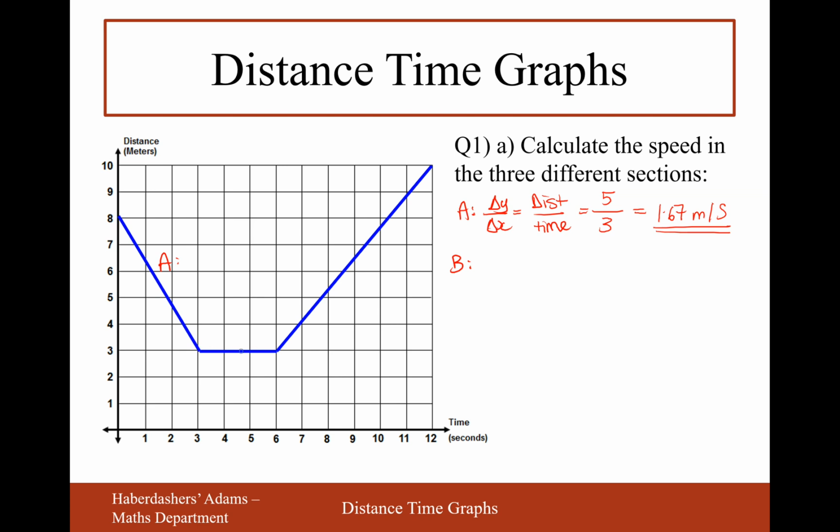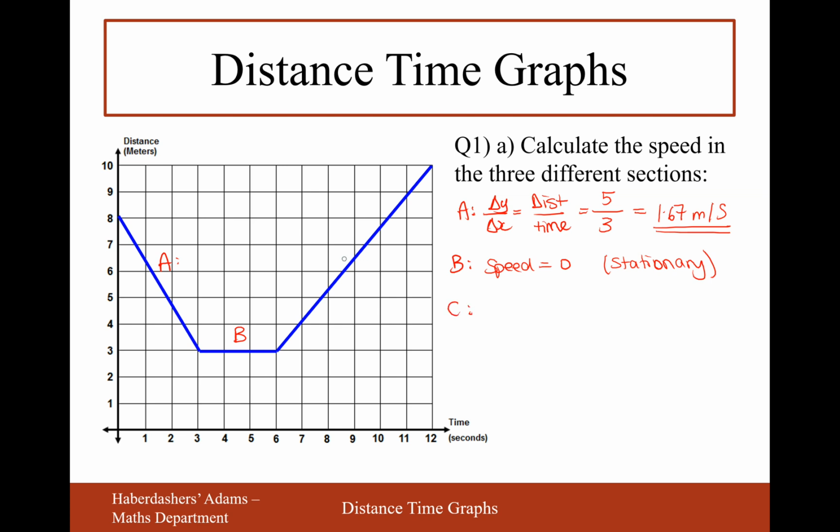In section B, the graph is flat. This is section B along here. We didn't move an inch, we didn't move any meters at all in those 3 seconds. So here the speed is equal to 0. In this case we were stationary during those 3 seconds.